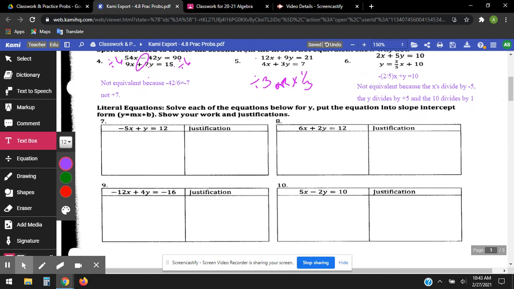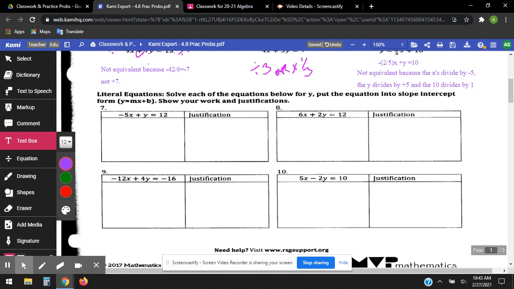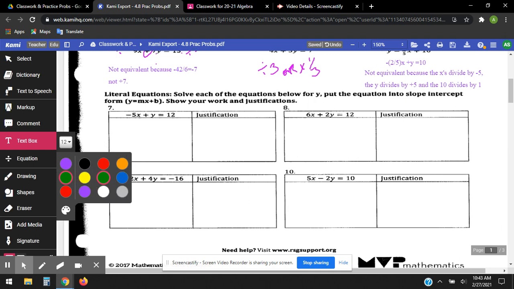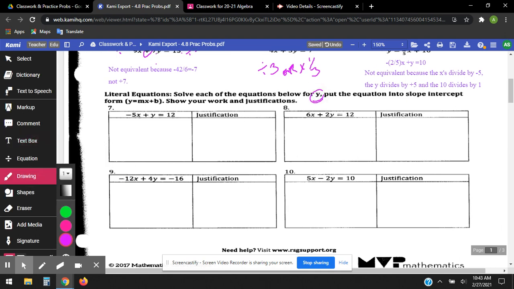Okay, next. Literal equations. Solve each equation below for y. So we're solving for y. That is not usual. Usually we solve for x. So solving for y and put the equation into slope-intercept form. So they're being picky on two things. Show your work and justifications. That's why we're solving for y. We want a y equals for our slope-intercept.